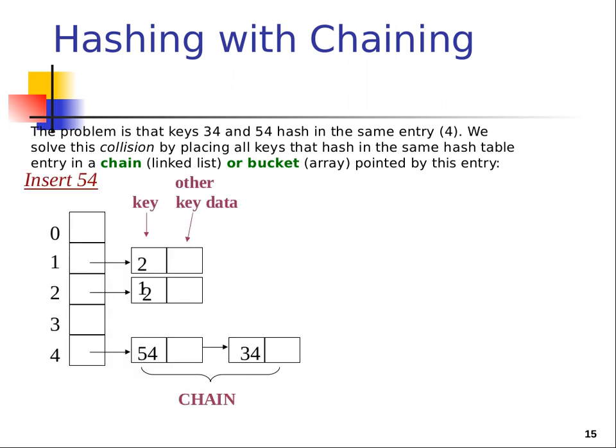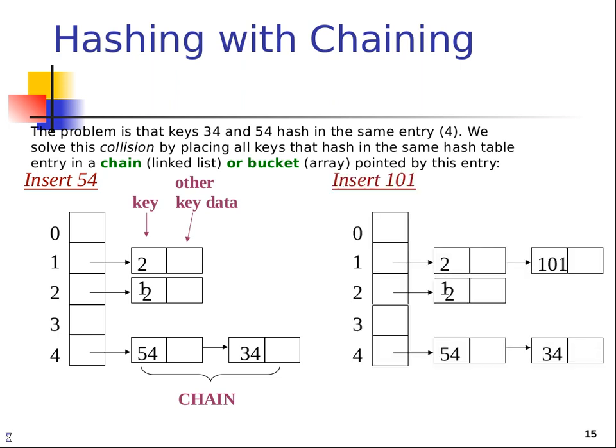All right, so for putting 34 and 54, notice now we have a linked list, aka a chain. And we just add it to the bucket and we're done. Okay, great. You can insert 101 and do the same thing.